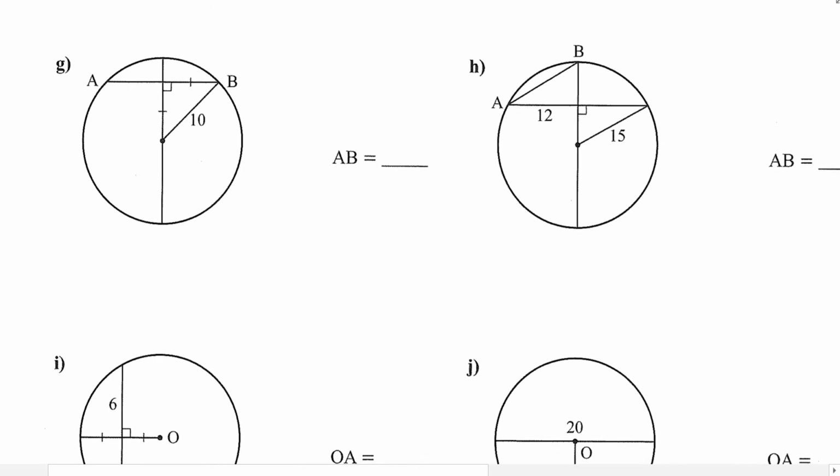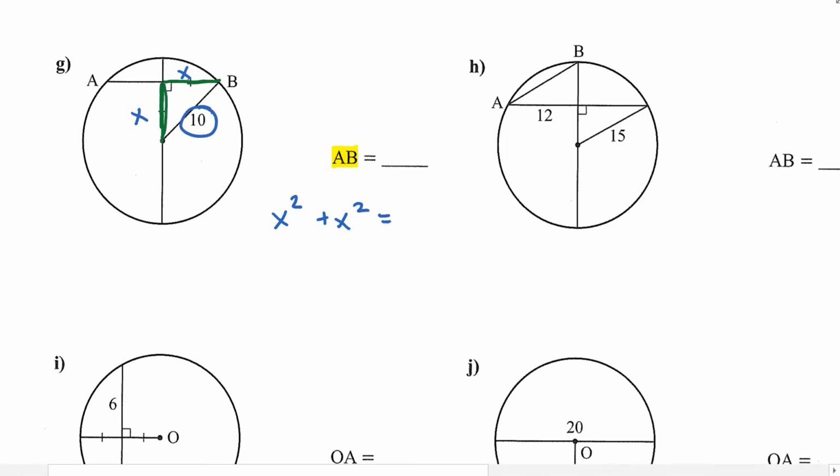Okay, for letter G, once again, I need to find the value of chord AB. All right, so let's take a look here. So I know that this length right here and this length right here are equal. So I can label that as x, and I'll label that as x because I don't know the values, but I do know that they're equal. If I set up the Pythagorean Theorem triangle there, it's going to be x squared plus x squared equals the hypotenuse, and the hypotenuse here is 10.